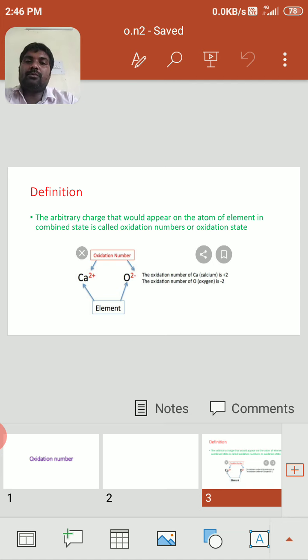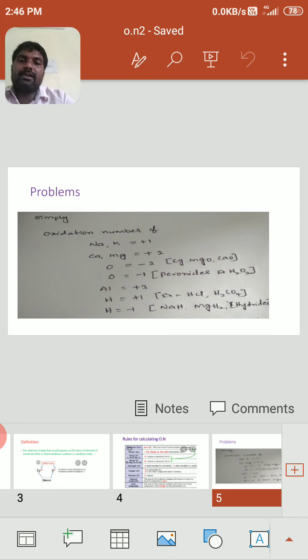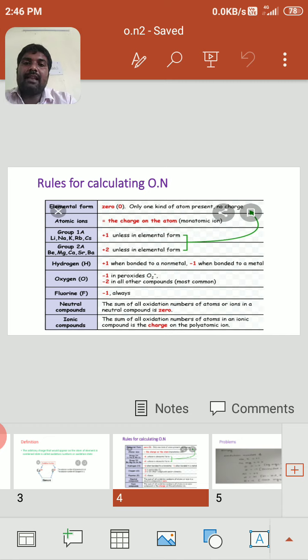So we have to know some rules. Here is the topic: the rules for calculating oxidation number or oxidation state. The first rule: in elemental form. Elemental form means, for example, simple Na or O2 or Cl2. So the oxidation number is 0. Uncombined state, so the oxidation number is 0. Only one kind of atom is present, no charge, that is 0.